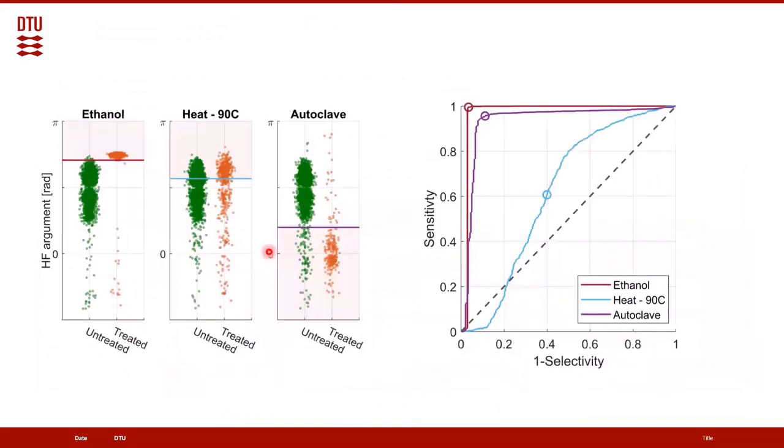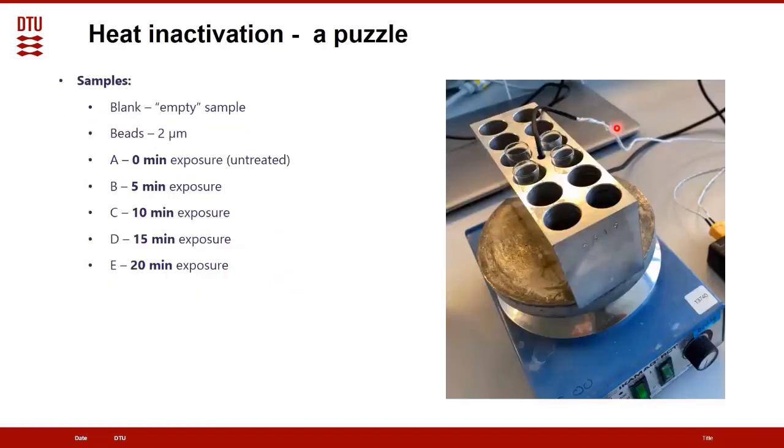If we now plot the high-frequency argument and create a log plot of this high-frequency argument and use this as a viability indicator, we can see indeed that there is a very good response for the ethanol and a very decent response for the autoclaving, depending on the threshold that we use. However, the heat basically shows almost no distinction between viable and non-viable cells. But all of these bacteria were indeed inactivated, as the other methods indicated they were not growing.